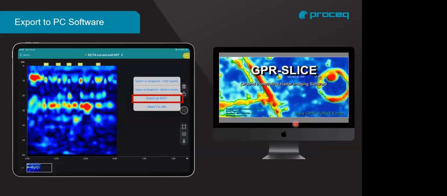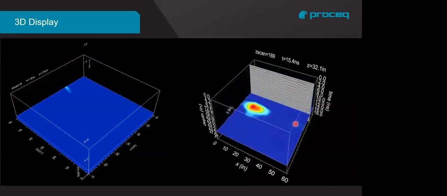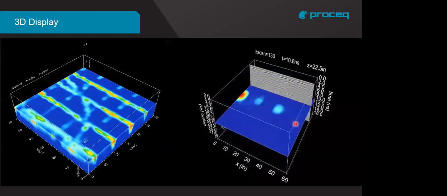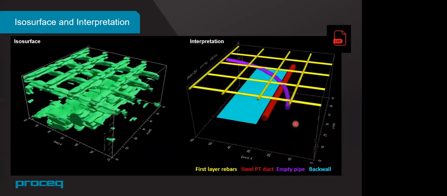You can also have imaging techniques. You can also see 3D display in GPR Slice, and you are able to see ISO surface interpretation. With all this, our GPR is compatible and is within our fleet of equipment that we can offer. So for us, GPR is a one-stop solution.